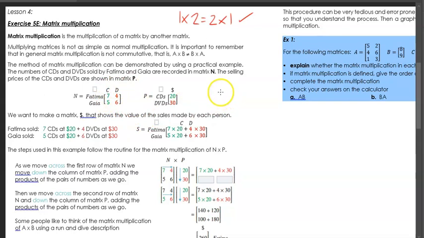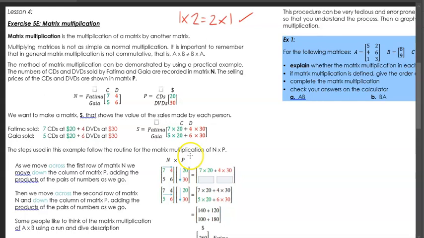The selling prices of the CDs and DVDs are shown by a separate matrix P. Obviously these prices can vary depending on what we have. In this case, CDs are $20 and DVDs are $30. You'll notice that the order in which CDs and DVDs are on the top has been inverted for the next one, and they've been put to the left here for matrix P. This is very, very important, because alternatively this could have just been written as CDs and DVDs on the top with the $ sign on the side. But it's very important that it's been written in this way.